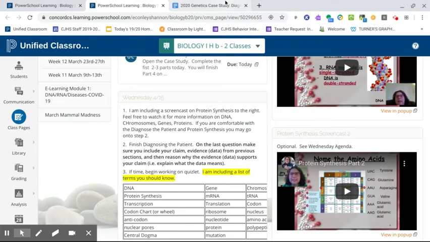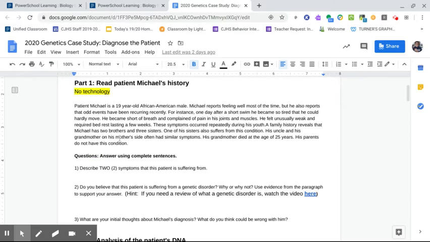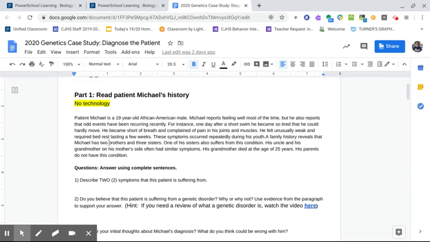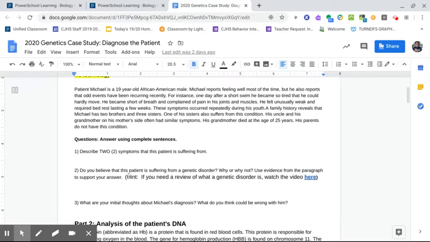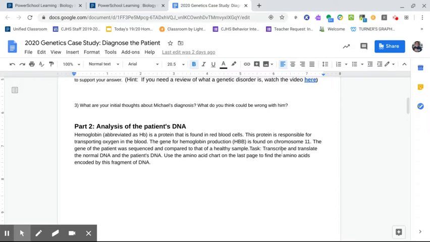Now, on the last question, okay, so you should have gone through Michael's history. You're reading about a patient describing 2 symptoms, and deciding if you think he's suffering from a genetic disorder. And if you don't know what a genetic disorder is, there should be a link so you can watch what a genetic disorder actually implies.